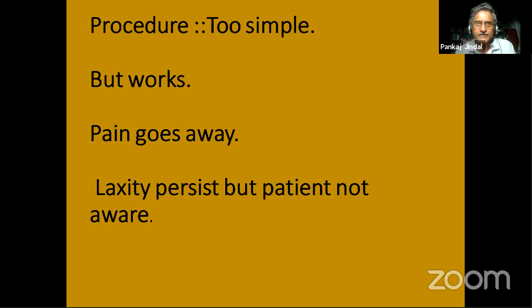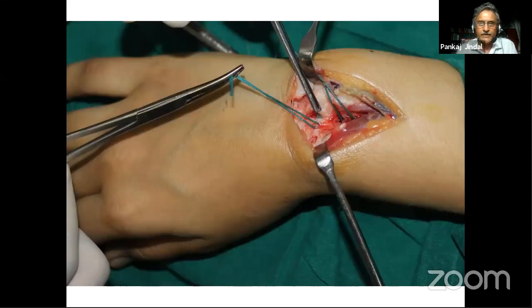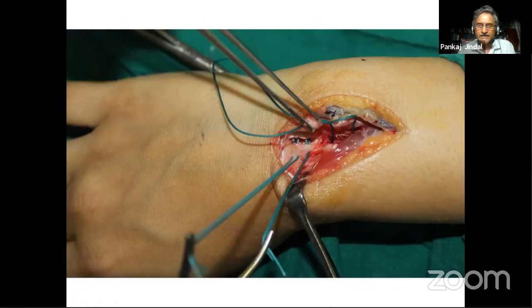The extensor retinaculum appears too fragile, and therefore we thought it probably was going to give way. And therefore, we added a dorsal capsule to it, to which Robert was alluding. What we did was tighten the dorsal capsule, and this is sutured by double breasting the dorsal capsule here.